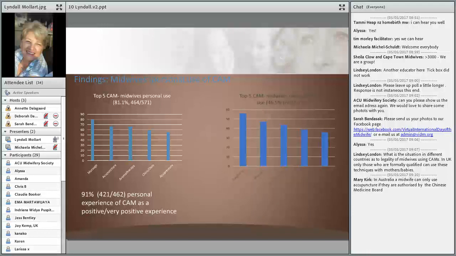When we asked them about their use in their own pregnancy, the highest was raspberry leaf tea or tablet at 55.8%, then followed by massage, aromatherapy, acupuncture at 38.6% and acupressure at 36.3%.